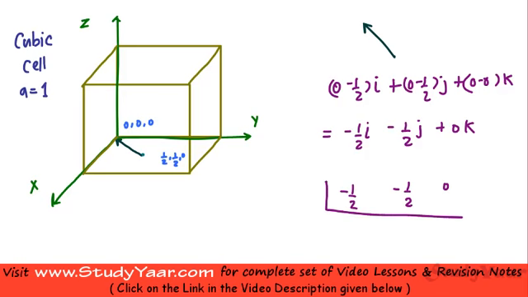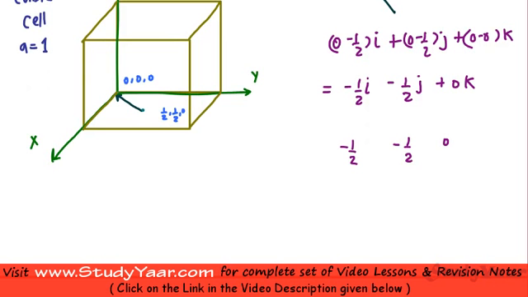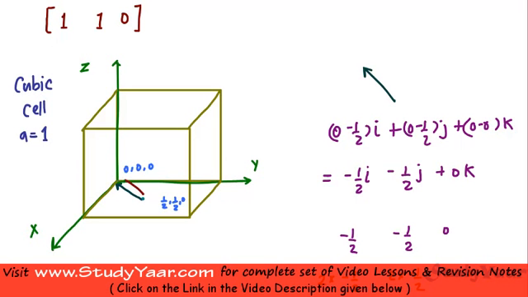Okay, obviously these are not in integral forms. This is not an integer, this is a fraction, right? So you are going to reduce it to the smallest integers by multiplying each one of them with 2. So you have 2 into minus half, 2 into minus half, 2 into 0, which gives you what? It gives you minus 1, minus 1, 0. Now minus 1 you represent as 1 bar. So you have 1 bar 1 bar 0 as the crystallographic direction indices for this direction.